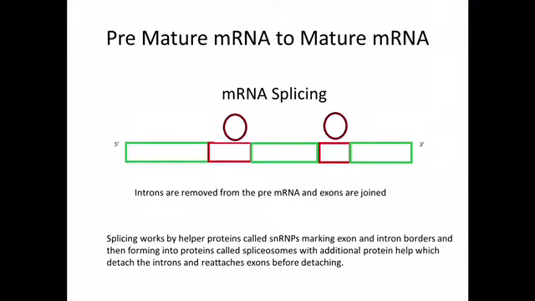Splicing works by helper proteins called snRNPs marking exon and intron borders, and then forming into complexes called spliceosomes with additional protein help. This then detaches the introns and reattaches exons before detaching from the strand. snRNPs are rather large, in fact almost the size of ribosomes, which are self-reliant in catalyzing introns from exon parts. An important note is that there's so much genetic variation in living organisms due to the ability of snRNPs to determine which section of genetic information to keep and what to throw away.